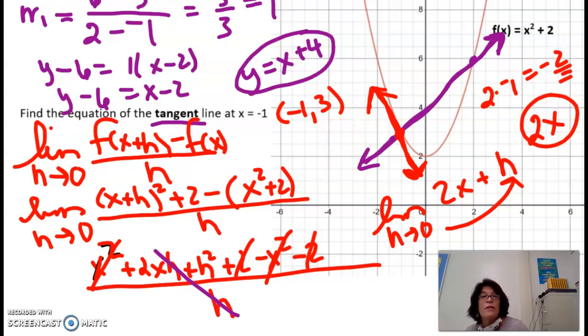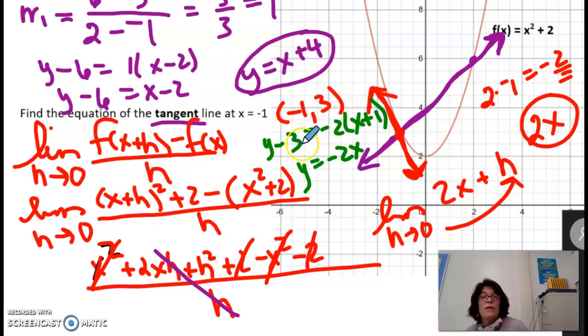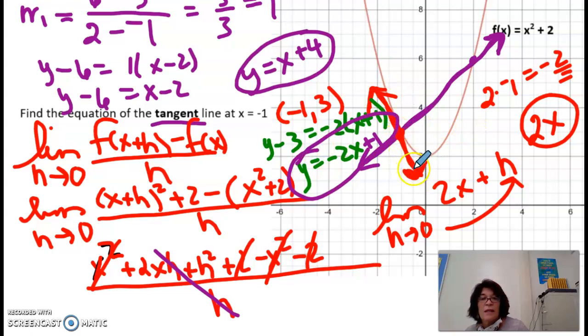So now I can write the equation of the line. It's y minus 3 equals slope times x minus -1. If I want to write it in slope-intercept form, I'll have y equals -2x minus 2, but then I'll add the 3 over, so -2x plus 1. If I think about the line -2x plus 1, it kind of looks like it's going to go through at 1, doesn't it, if I extended it? Okay, that looks like the equation of the tangent line at x equals -1.